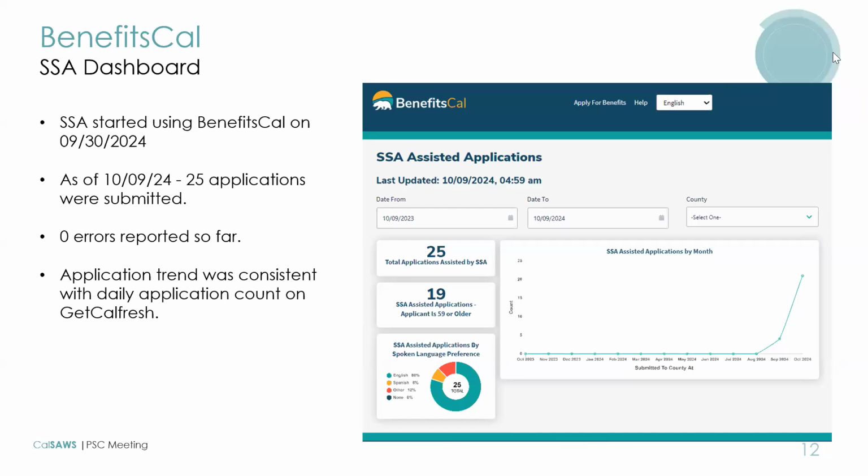Thank you. Yeah, I just wanted to say thank you for adding the data about the trend being consistent with the daily application count on Get CalFresh. It's really helpful to see that when we're trying to make sure that we're not losing access as Get CalFresh begins to sunset, that we can see that Benefits Cal has created something that is equivalent to what Get CalFresh has provided. So thanks, and I hope that with future updates, we'll get to see similar metrics moving forward. Thank you. Thank you, Jen, for those comments.